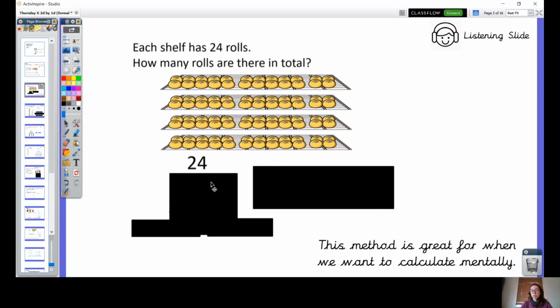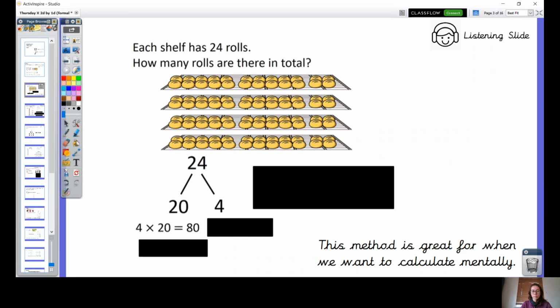So I've got my number 24 and I'm going to partition it first to help me. Now we're really good at that, aren't we? So we've got 2 tens, which is 20, and 4 ones. Okay, now we know that there are 4 shelves. So I'm going to multiply 20 by 4, and that gives me 80, because I know that 4 times 2 is 8. And I can just make it 10 times bigger. Now, because we've got those 4 shelves again, we need to times the 4 by 4. 4 times 4 is 16. I've done part of the problem there. Now, have a think what I'm going to do next.